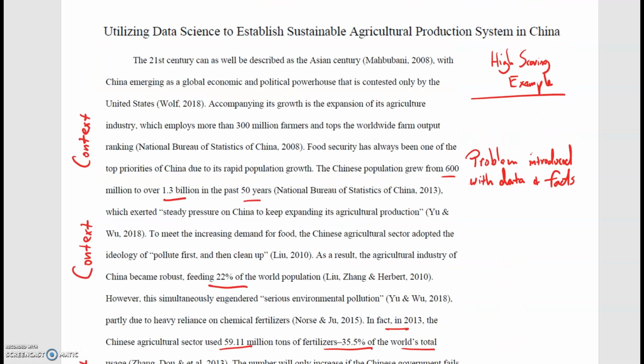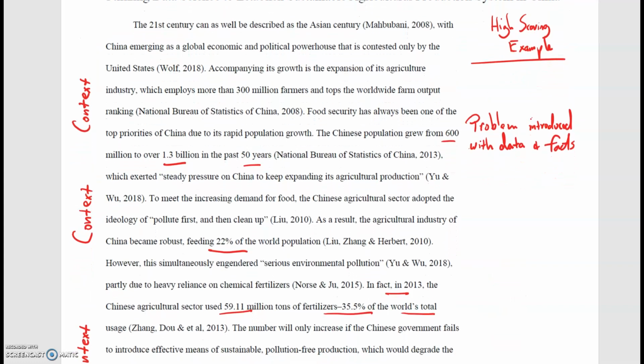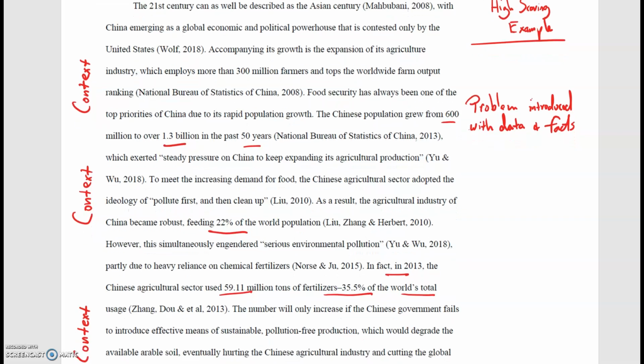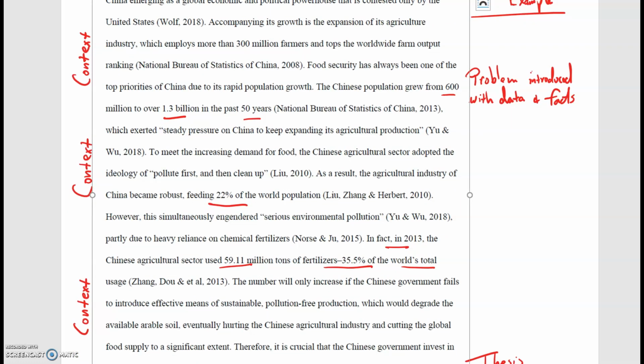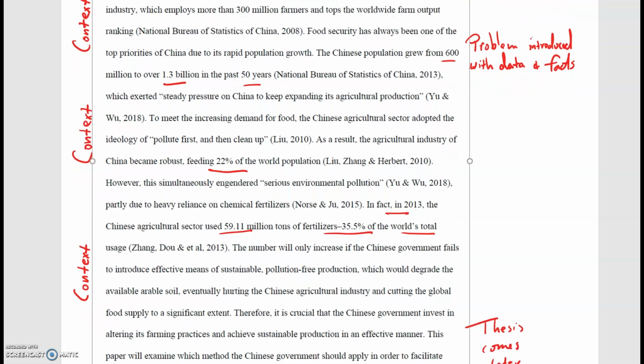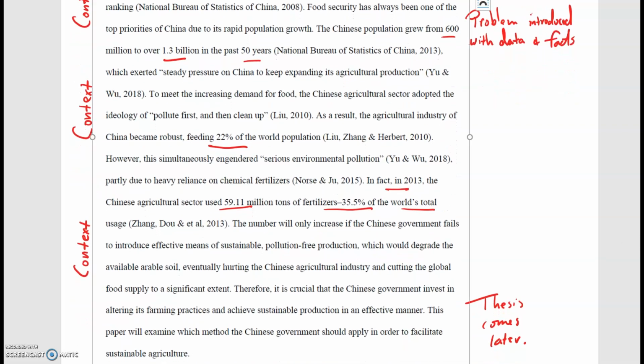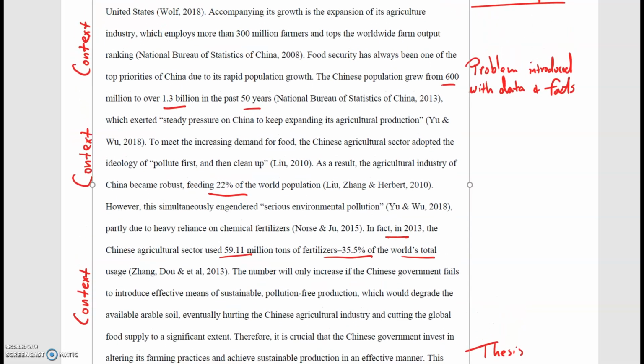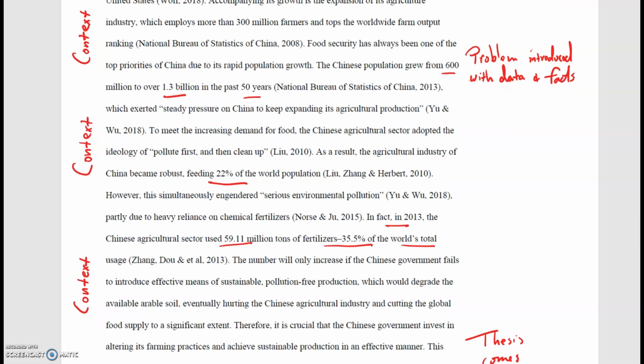So what I notice about this one is that this student sort of funnels down. He talks about the importance of China as a nation because it's emerging as the powerhouse politically and globally that it is in the 21st century, funnels down to the food, the need to feed so many millions or billions of people, and funnels down to the problem that China faces with feeding that many people in a way that's sustainable.